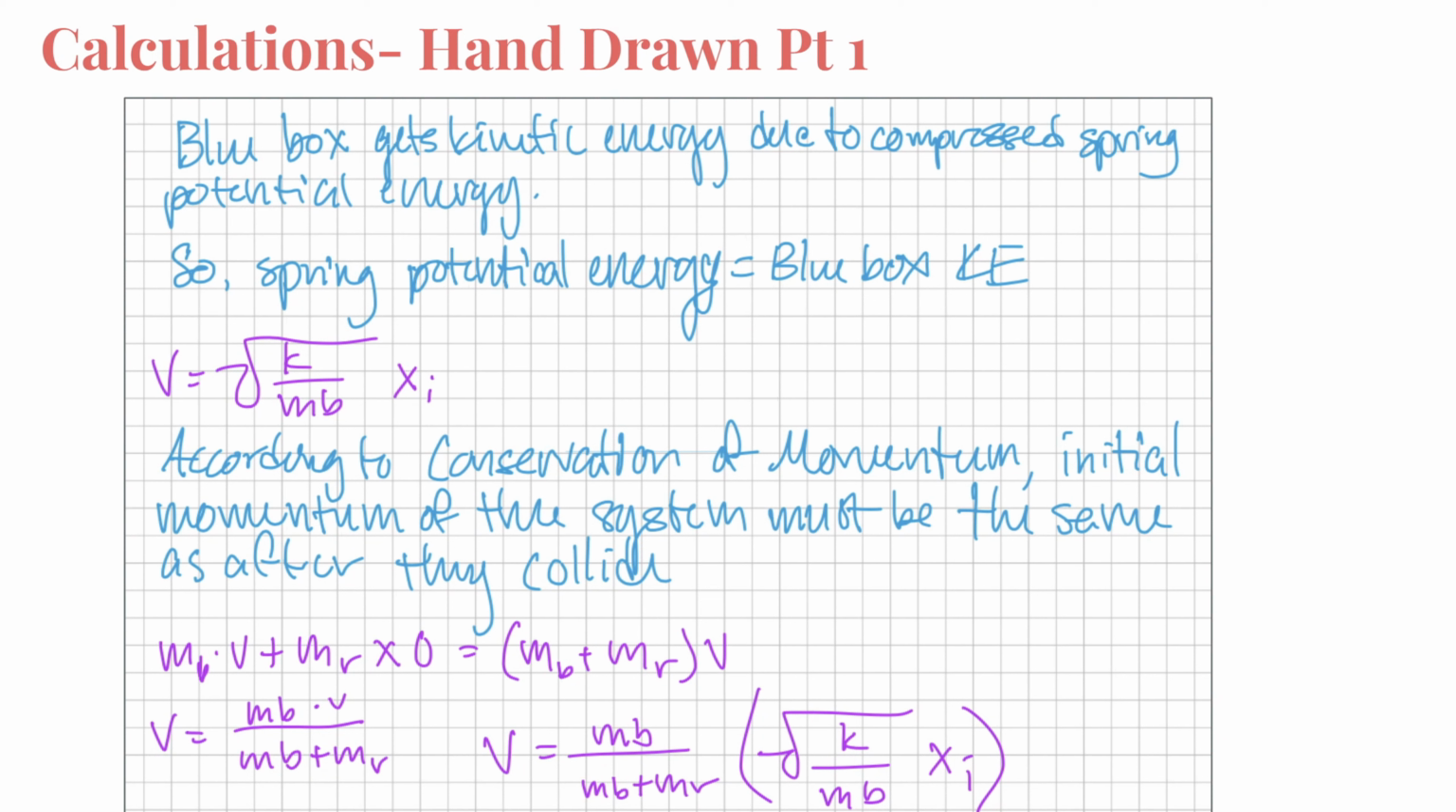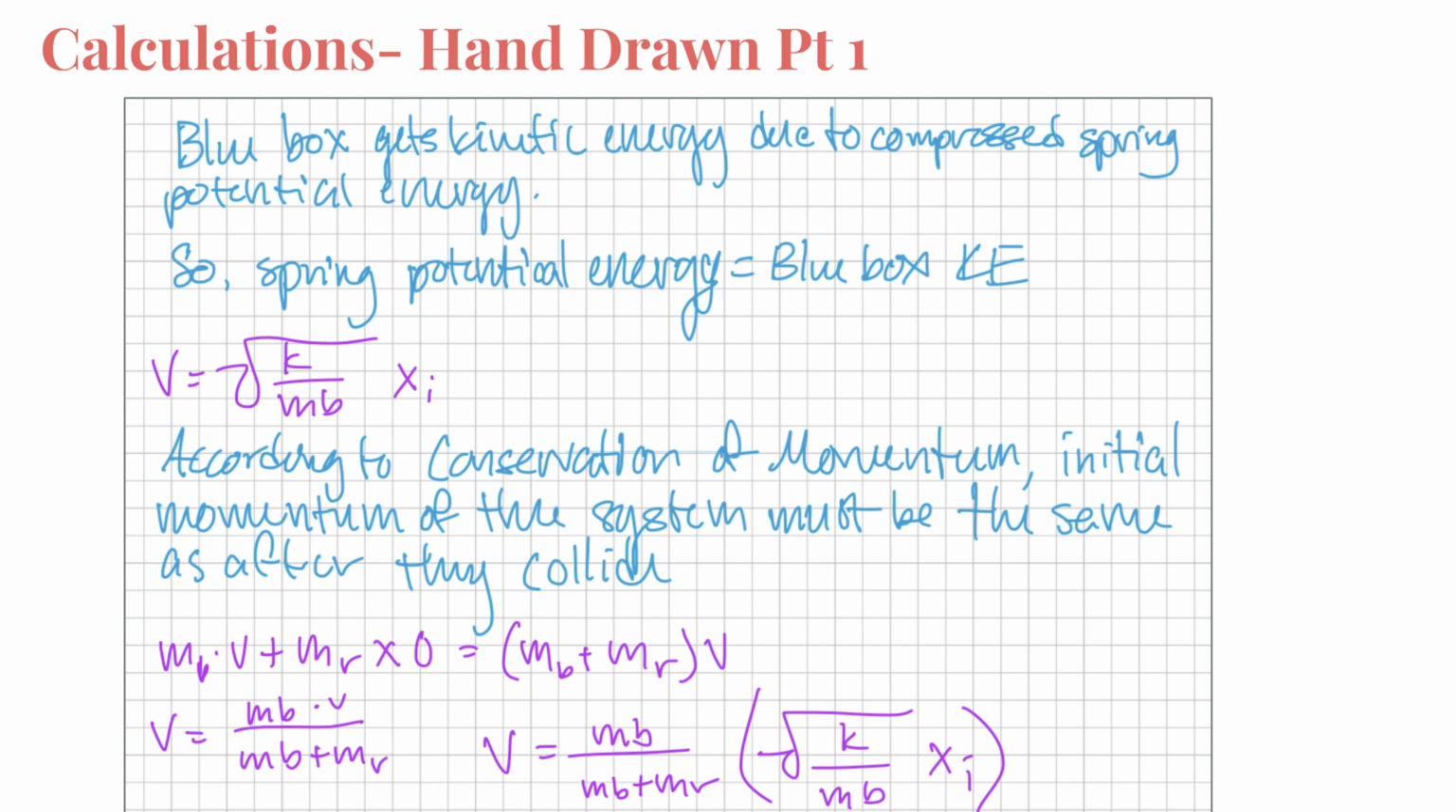So here are our calculations that were hand-drawn. Helen did these with special colors just for you guys. In the beginning, we saw in the diagram that the spring was compressed, meaning it has spring potential energy, and that was transferred to the blue box, giving it kinetic energy. So with the conservation of energy, the spring potential energy should equal the kinetic energy of the blue box. So we have the equation v equals the square root of k over the mass of the blue box times x initial.